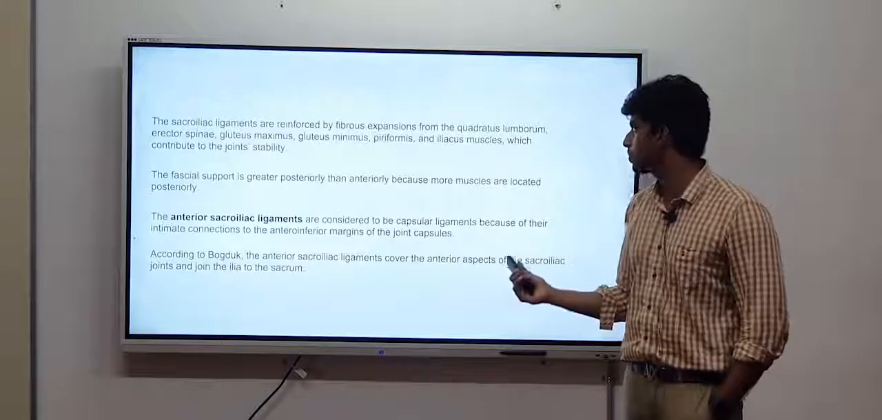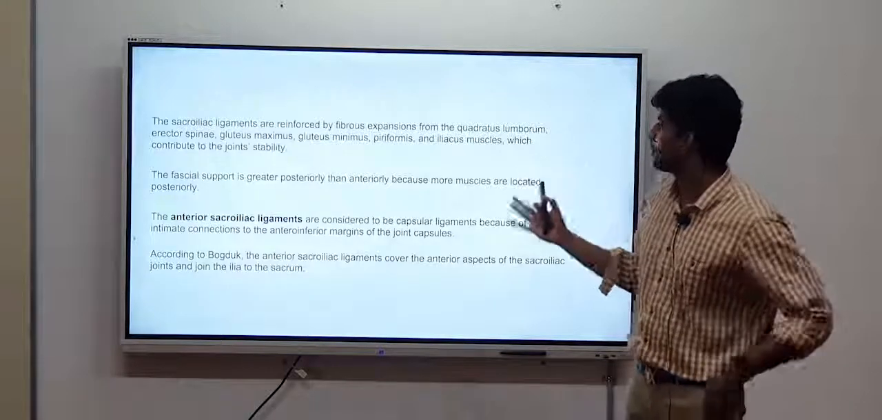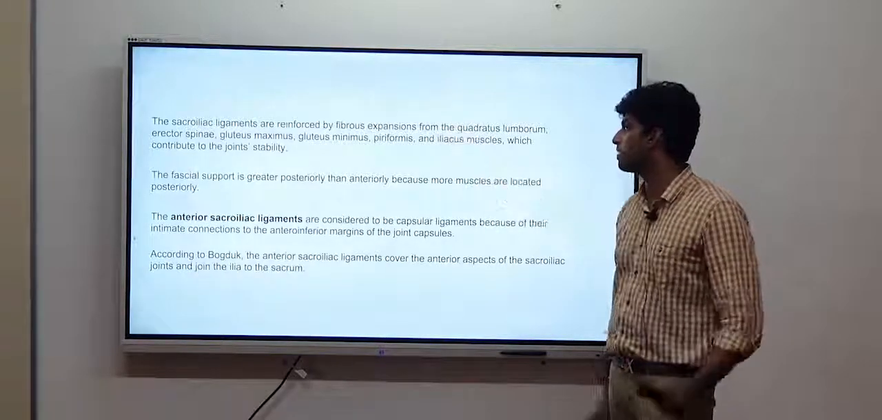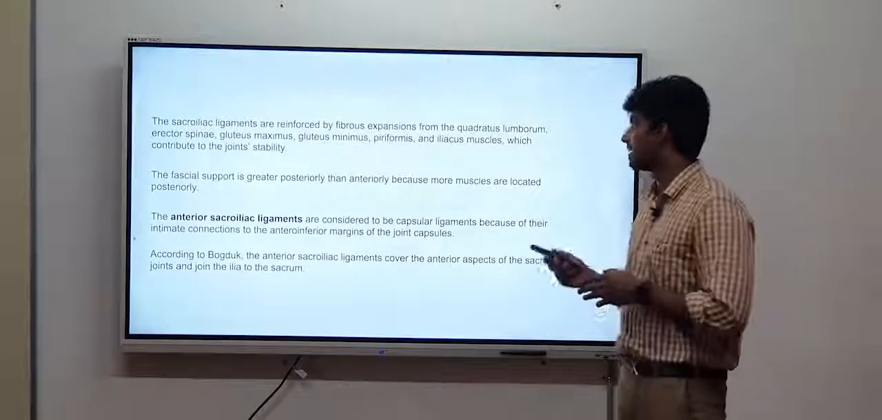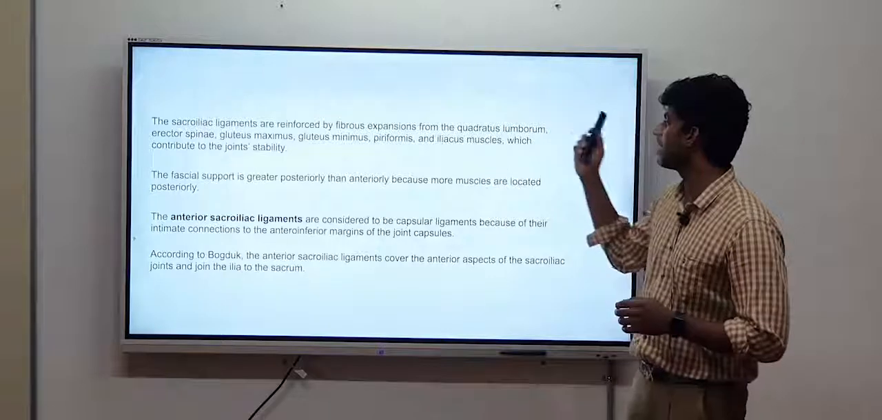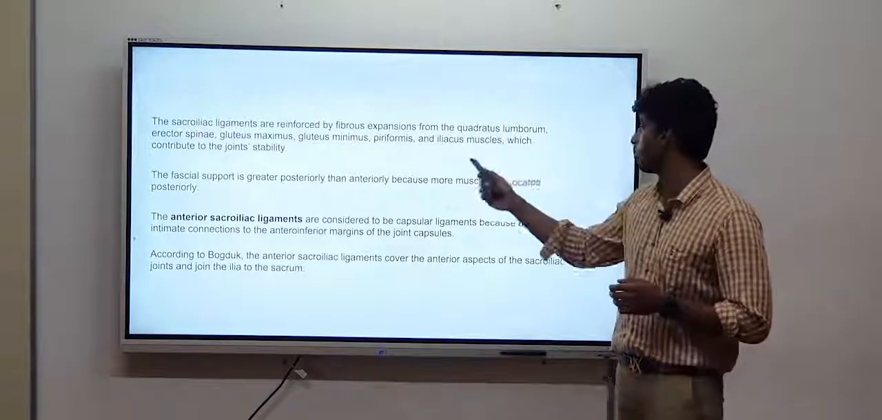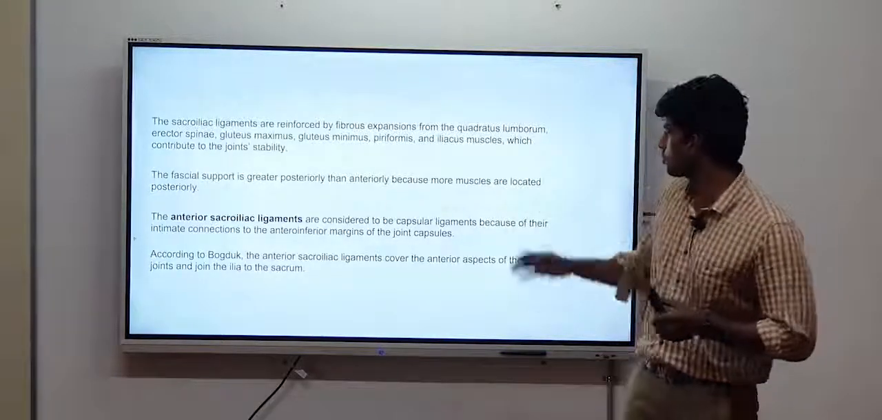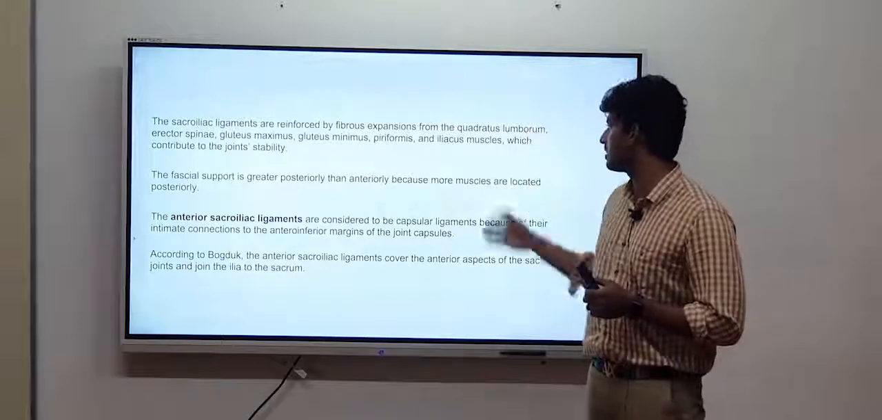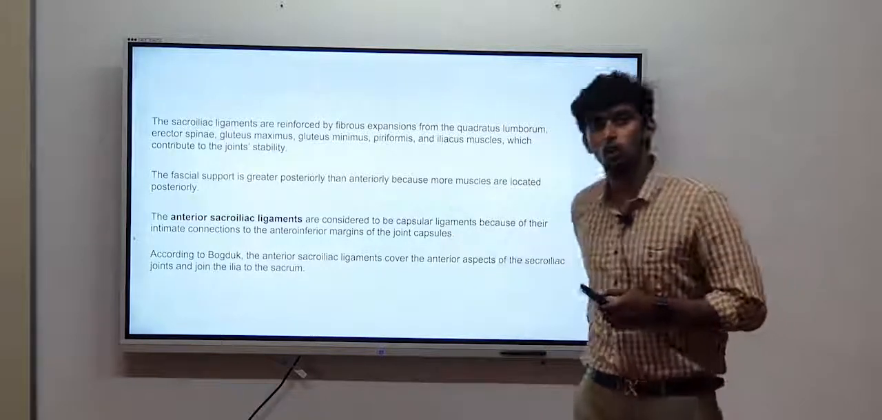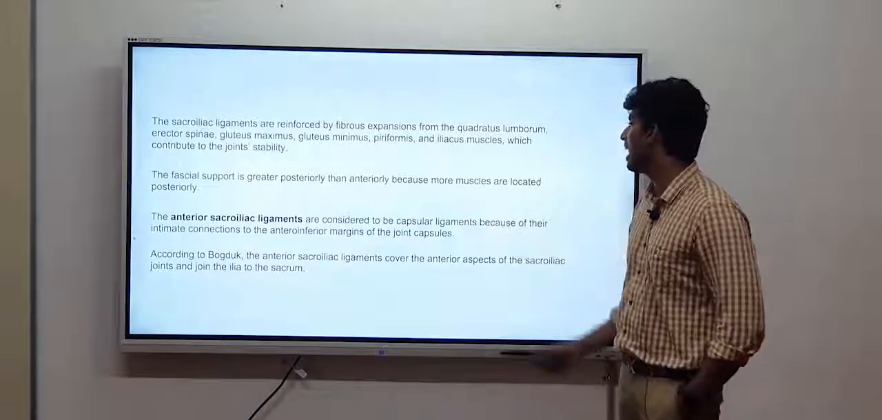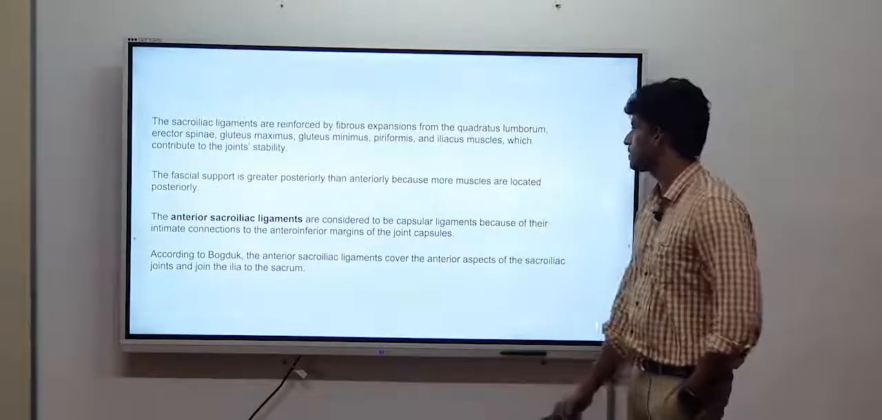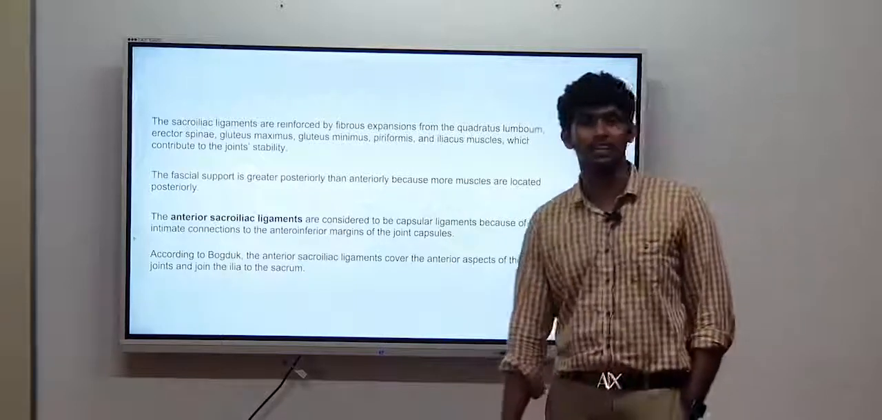So these sacroiliac ligaments are reinforced by fibrous expansions from the quadratus lumborum, erector spinae, gluteus maximus and gluteus minimus, piriformis and iliac muscles, which means almost all the lateral and posterior structures of the lower back. The fascial support is greater posteriorly than anteriorly because more muscles are located posteriorly.